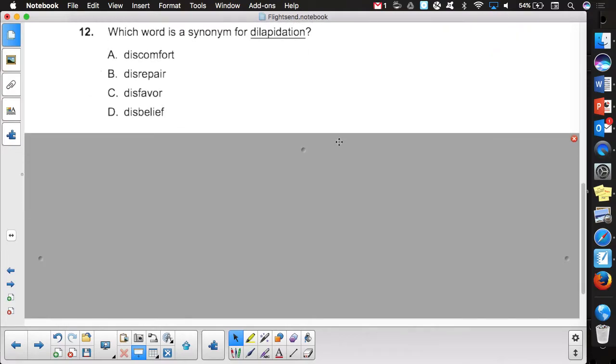George, what'd you do for 12? Synonym for dilapidation? Going B, disrepair, and yep, that answer is going to be B. Pretty good.